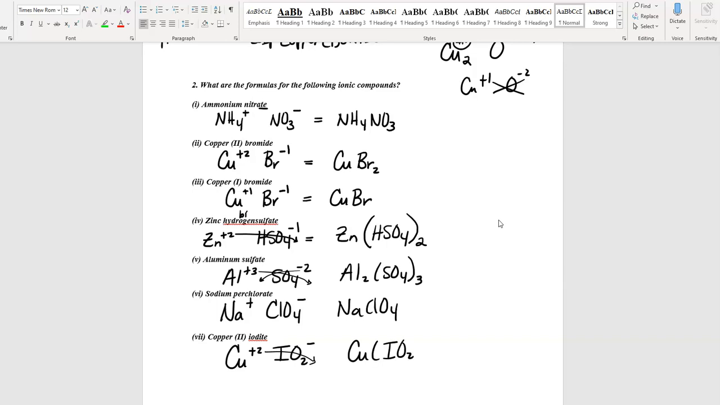So hopefully, ladies and gentlemen, this was helpful to you. And you know we're going to practice galore with this stuff. So I'll see you on the next one for molecular compounds.